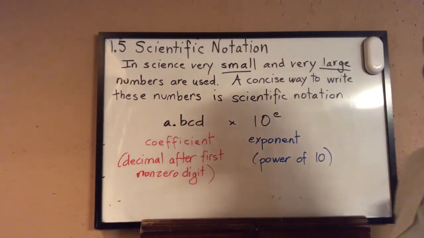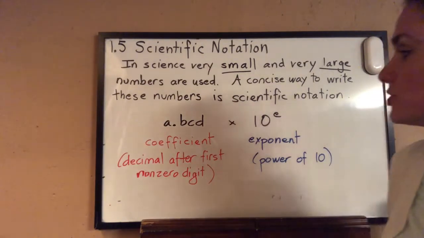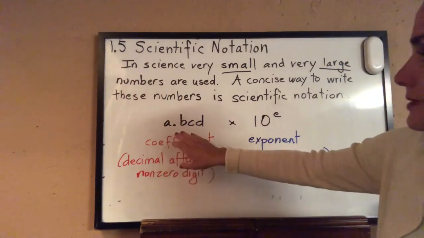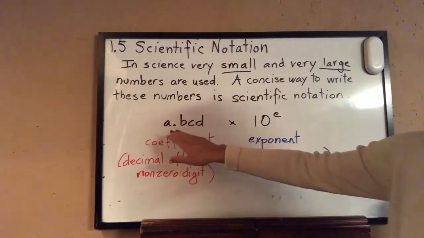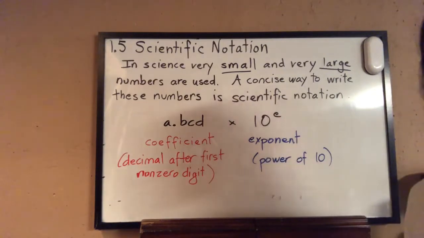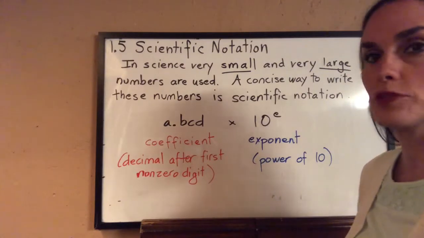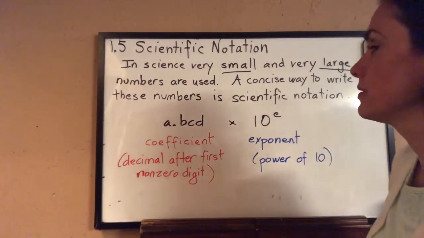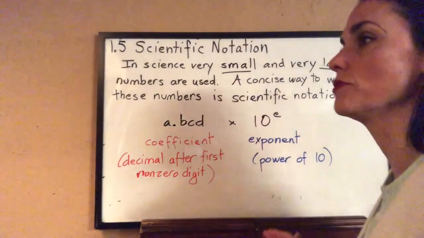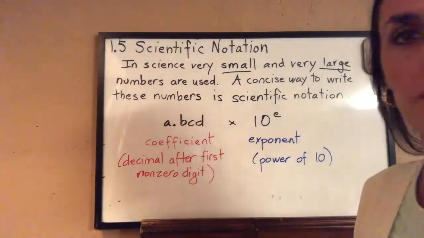A concise way to write these numbers is scientific notation. In scientific notation, you have a coefficient and you have an exponent. The coefficient has a decimal written after the first non-zero number. And then you have your power of 10, your exponent, which denotes how many places that decimal was moved to make the number be reported in scientific notation. So what we're going to do in this video is take numbers that are large and small and put them into scientific notation.